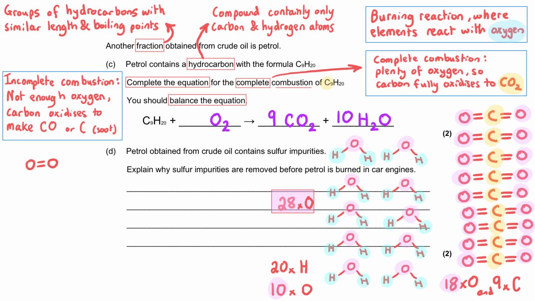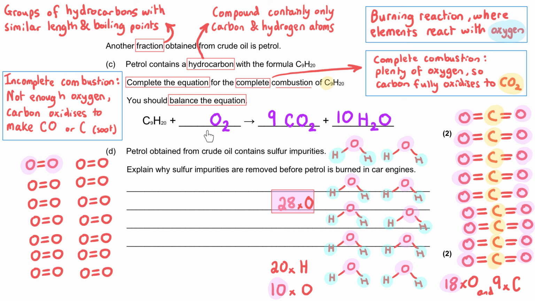Which means we need 28 atoms of oxygen in the reactants as well. Each O2 molecule has got 2 atoms of oxygen, so to get 28 atoms of oxygen, we need 14 O2 molecules. And so we need each of these numbers to get the second mark for this question.